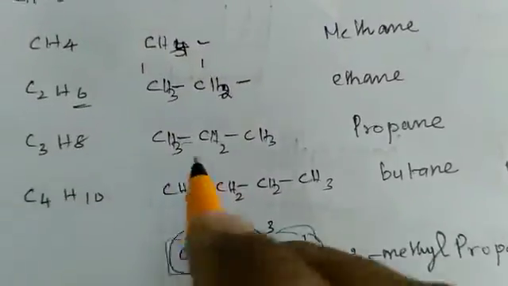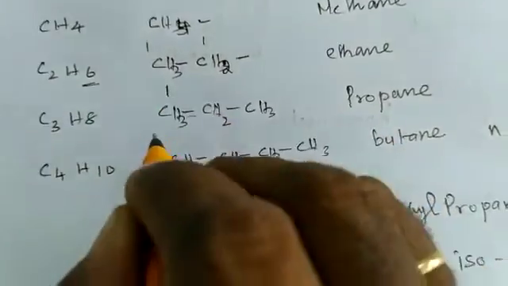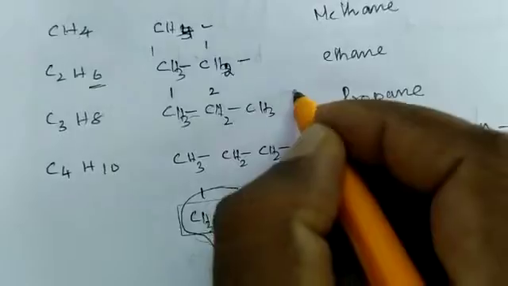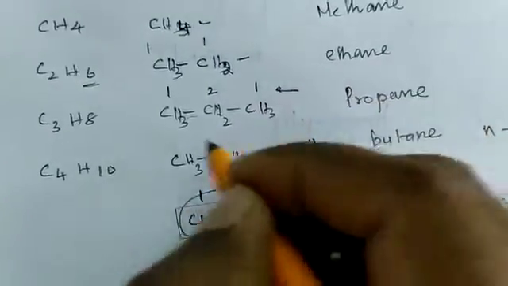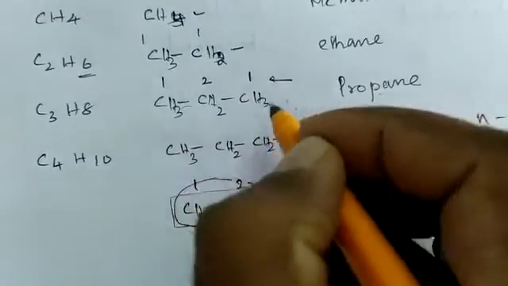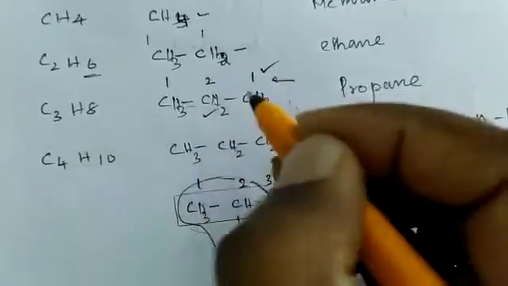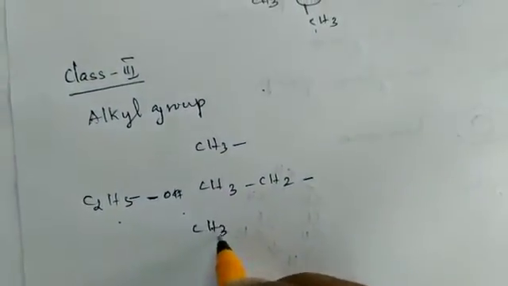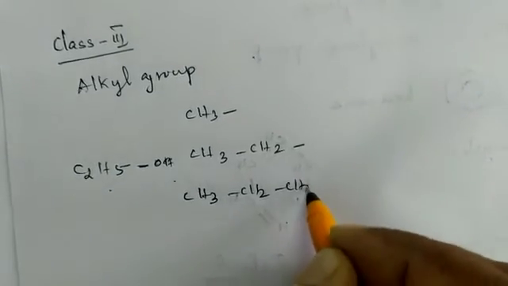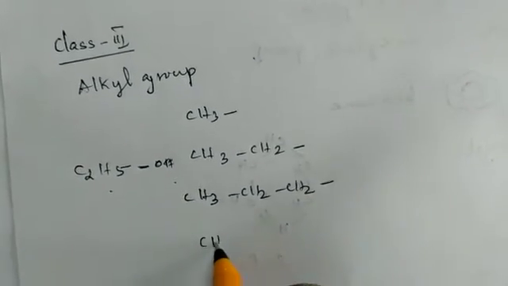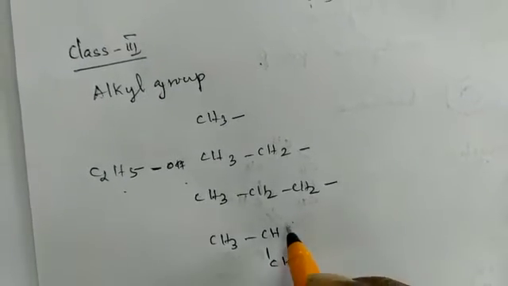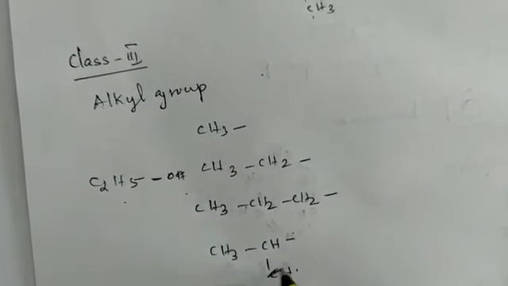Then 3 carbon atoms are here. From left to right, this is carbon number 1, this is 2. From right to left, this is carbon number 1. So there are 2 possibilities to remove the hydrogen, either from the first carbon or from the second carbon. So 2 structures are possible. The first one is CH3-CH2-CH2 with a bond, and another one is CH3-CH with a bond, like this.